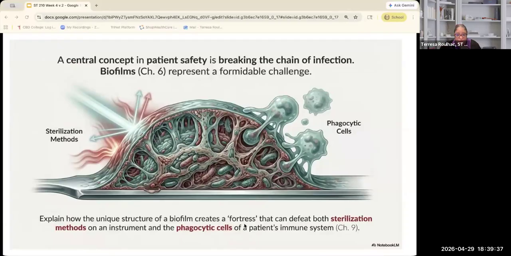Let's talk about sterilization first, though. Sterilization methods are designed to penetrate surfaces, reach individual organisms, and disrupt cellular function. But biofilm adds a physical and chemical barrier. That matrix slows penetration, neutralizes agents, and protects organisms deep inside. Now, think about this. If sterilization can't fully penetrate, which microbes survive? The outer ones or the inner ones? Which ones do you think?